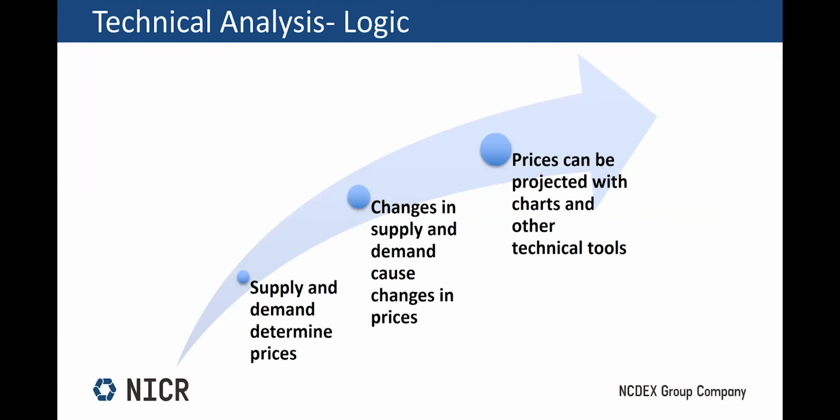The second aspect which happens in this analysis is the technical analysis. So we understood that supply and demand determine prices, and changes in supply and demand cause changes in prices. And of course, once you understand the physical side of it, you don't always have to go through large reports, as we mentioned, because the price amalgamates all that information and gives you an indication of what is going to be.